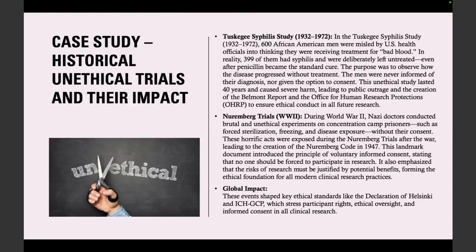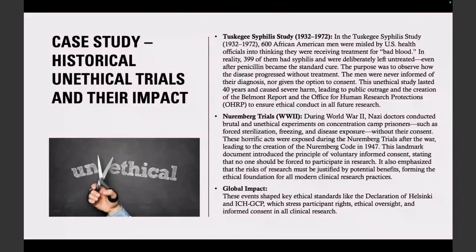There are two case studies which we will discuss. So let me take you back in time. Imagine it's the 1930s in Alabama, USA. One study is ongoing, the syphilis study. The duration was 1932 to 1972, and a group of 600 African American men, mostly poor farmers, are approached by government health officials. They are told that they have bad blood and will receive free medical treatment.